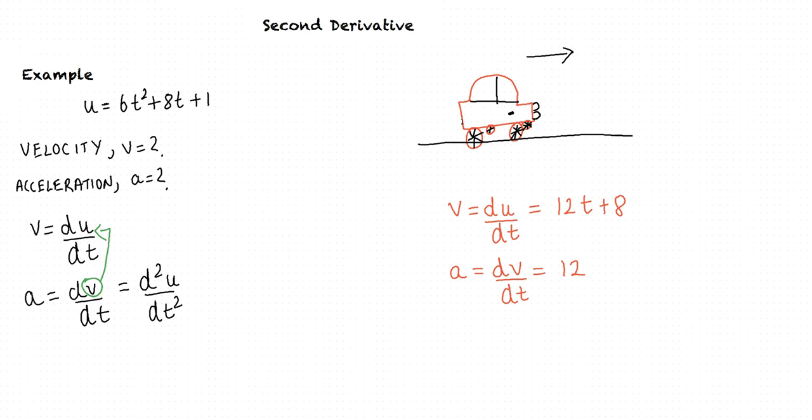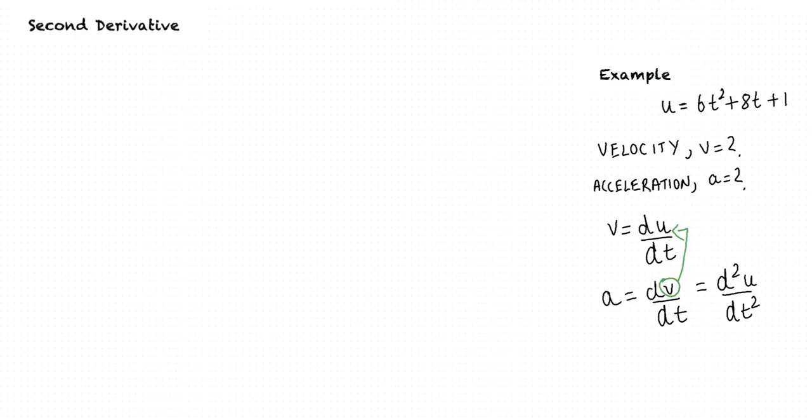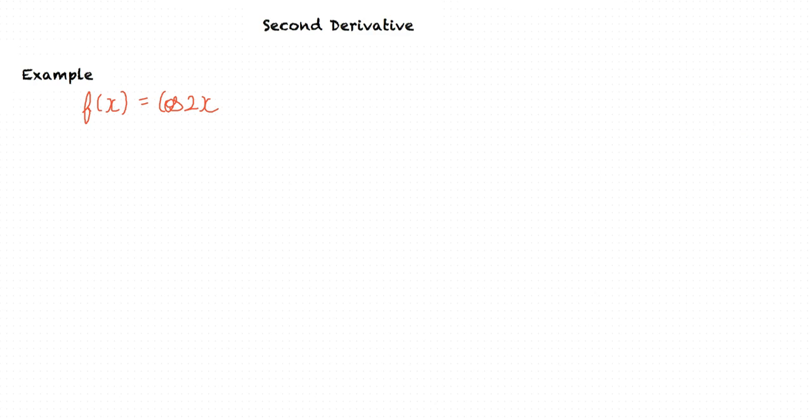Okay, can we do an example involving trigonometry functions? Sure, let us consider an example. Let us say we have a function f of x equals cos 2x and we are required to determine f double dash of x. We know that f of x equals cos 2x. The first step is to determine f dash of x.